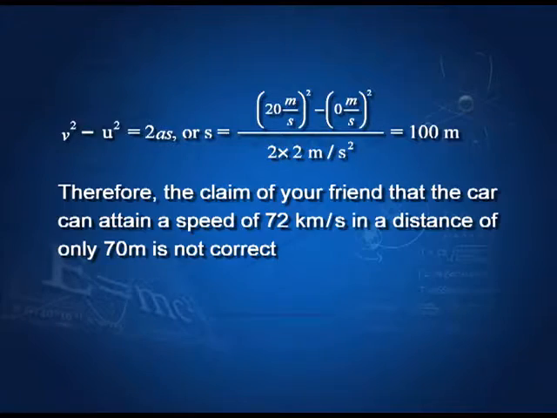So, therefore, the claim of your friend that the car can attain a speed of 72 kilometers per hour in a distance of 70 meters is incorrect. He is boasting, he is telling lies.